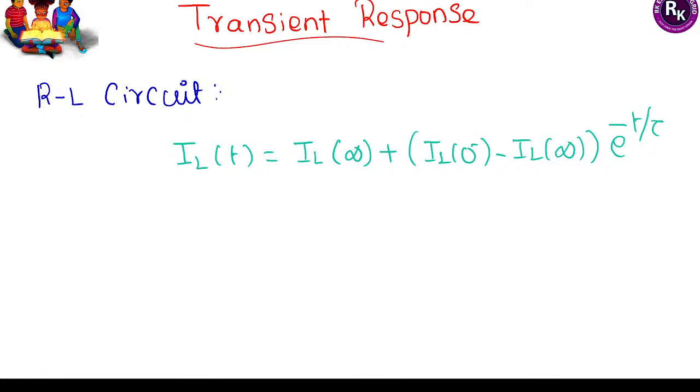In case of transient response for RL circuit, this is the most important formula, and here tau is equal to L by R. Another thing you will have to remember is IL of 0 minus equal to IL of 0 equal to IL of 0 plus. This is another most important condition for RL circuit.